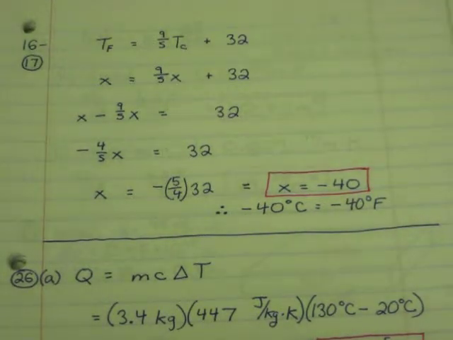This is Physics 104B homework for Porterville College, Chapter 16. We start with number 17. At what temperature do Fahrenheit and Celsius scales coincide?